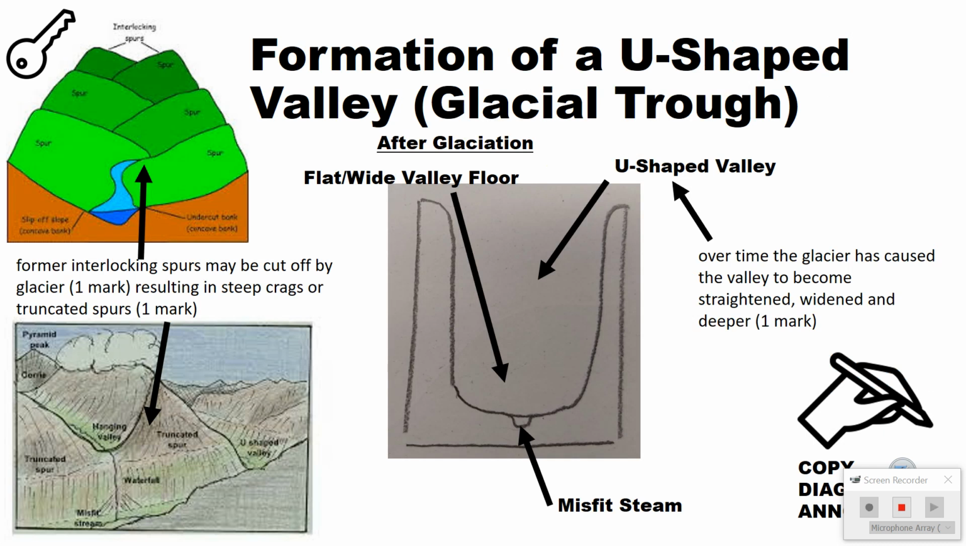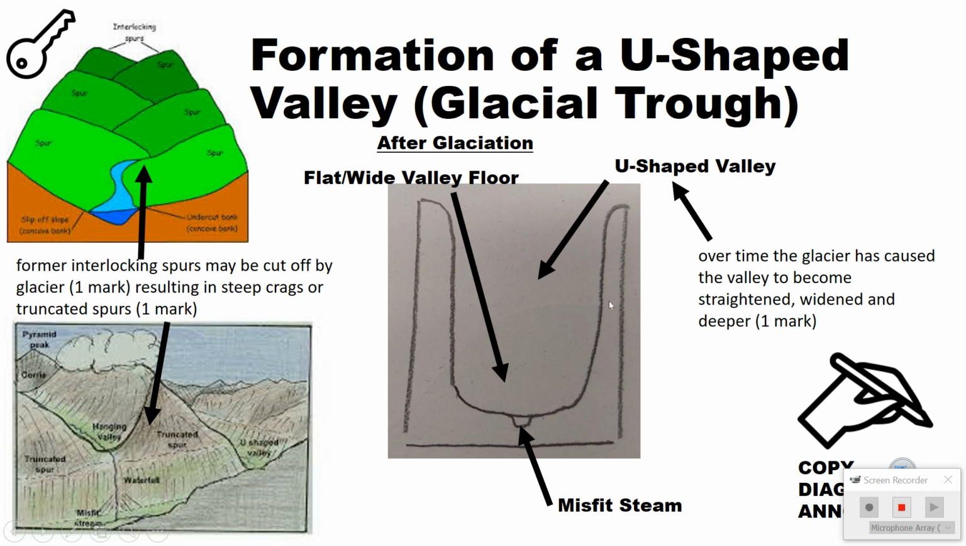The last diagram here, I've got a couple of other diagrams. I don't need you to copy them. They're just useful for your understanding. But the main central diagram is after glaciation. You can see my glacier has gone. My valley is much deeper, much flatter at the bottom and much wider, and it is quintessentially a U-shaped valley.